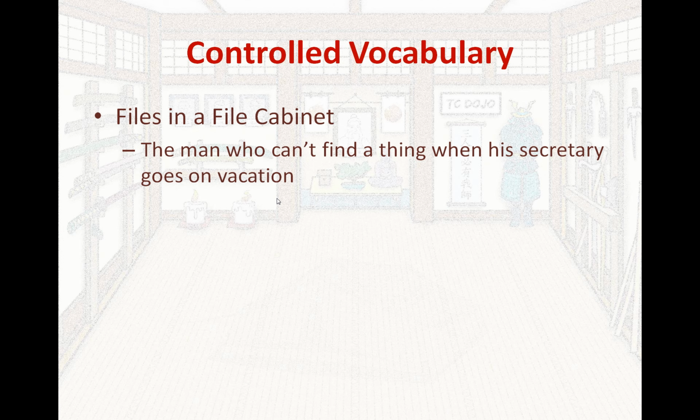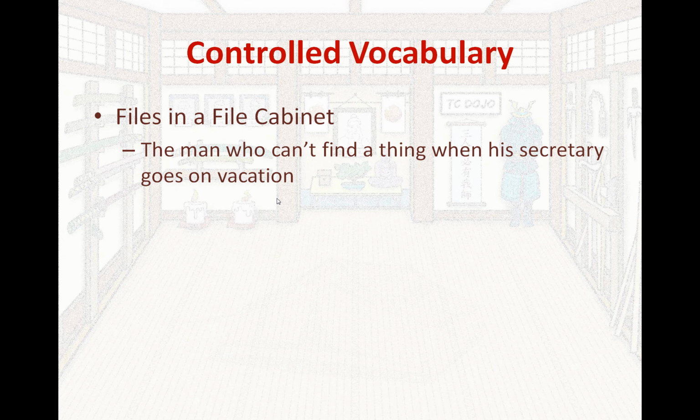So one of the issues with controlled vocabulary is the story of the man whose secretary goes on vacation. She files things according to her own internal clock because she's the one who does all the filing. She's the one he asks to pull the file on so-and-so, and she knows where she filed it, how she filed it, and what her organizing principle for the file cabinets are.